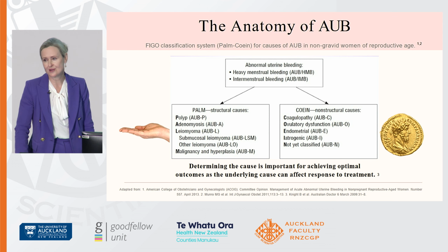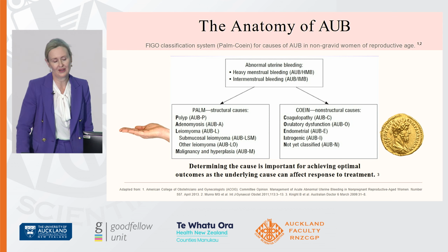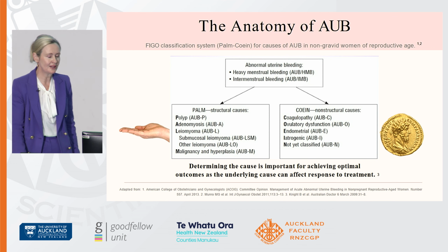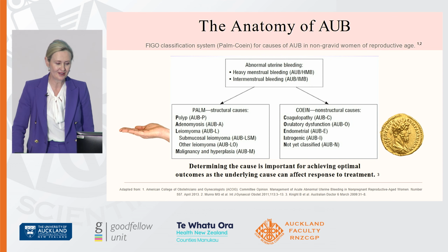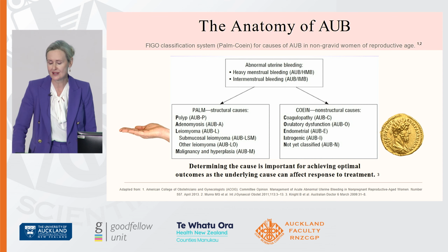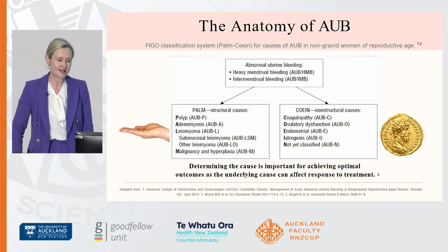iatrogenic, and we know that certain interventions can cause abnormal bleeding. For example, the Jadelle is associated with quite a high rate of abnormal bleeding in young women, and there's another category, not yet classified, for everything else that doesn't fit into the other categories. But it's really important when you see these women that you try and actually ascertain what's causing the problem so you can best manage it.